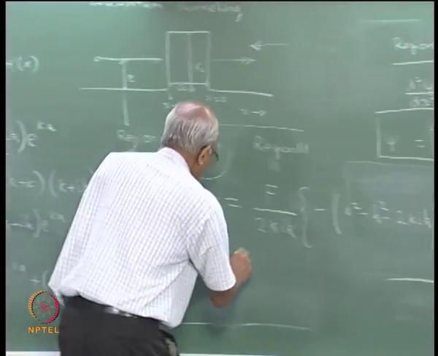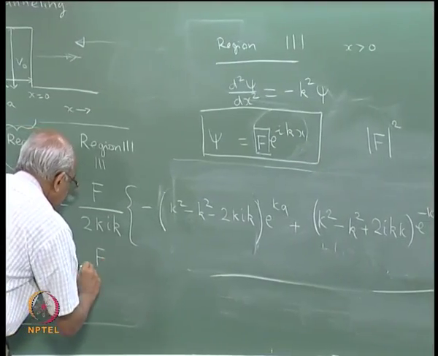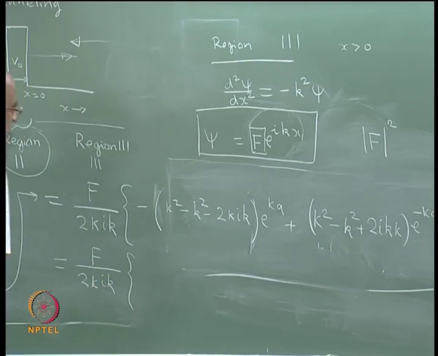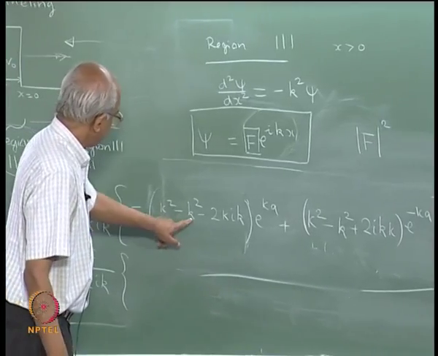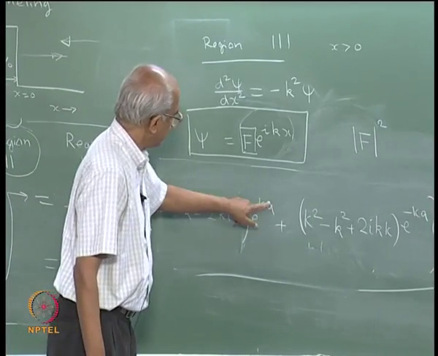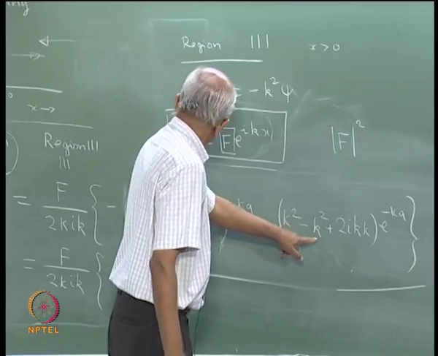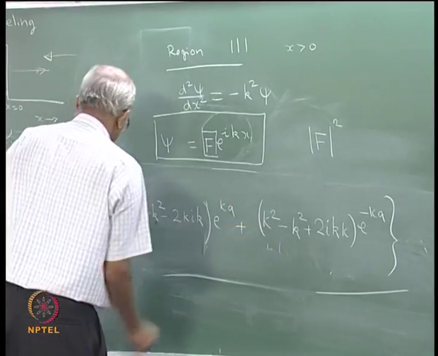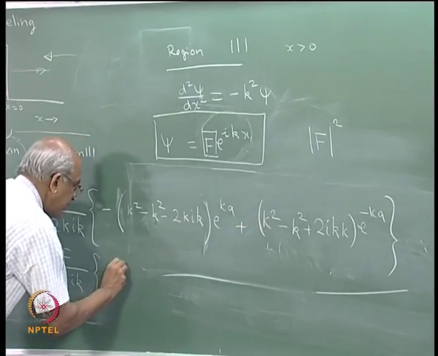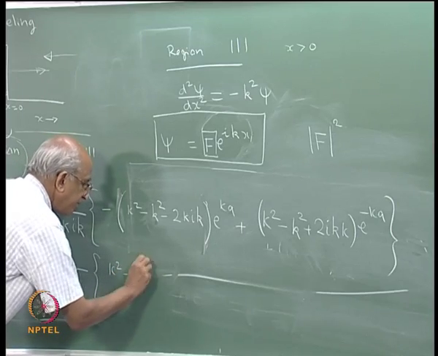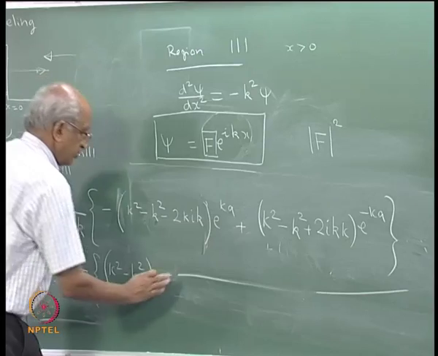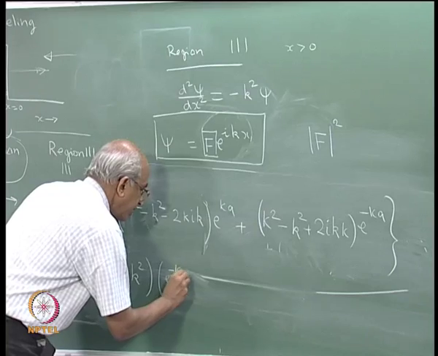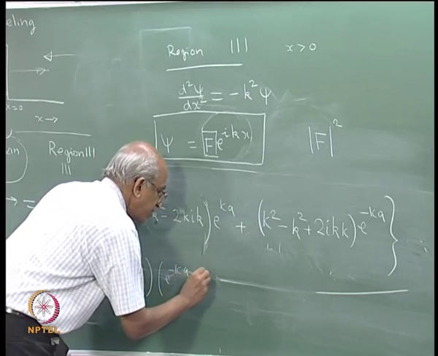Okay, let me continue doing this. Well, you realize that there is kappa square minus k square here, that is multiplied by e to the power of kappa a. There is also kappa square minus k square there. So, I am going to combine this term with that term. Let me just write the answer. I am going to get kappa square minus k square into e to the power of minus kappa a minus e to the power of plus kappa a.